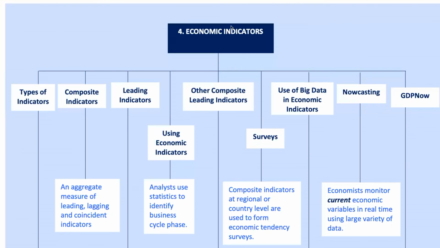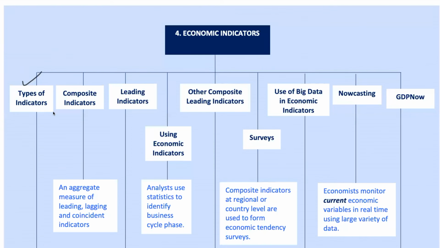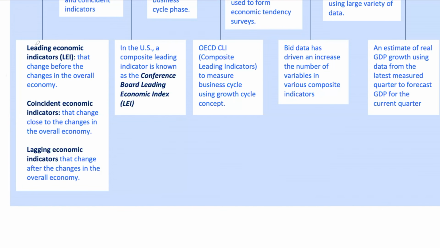Indicators provide insights into the state of the economy. There are three types. Number one is leading indicators. These change before the overall economy and predict short-term future states. Examples include stock prices, new orders for durable goods, and unemployment claims. Leading indicators are valuable for investors and policymakers as they provide early signals of turning points in the economy.